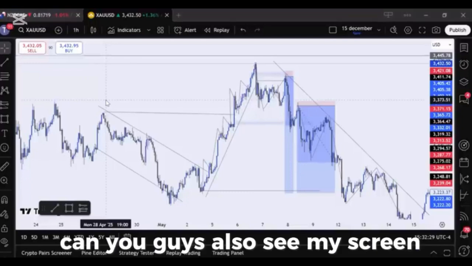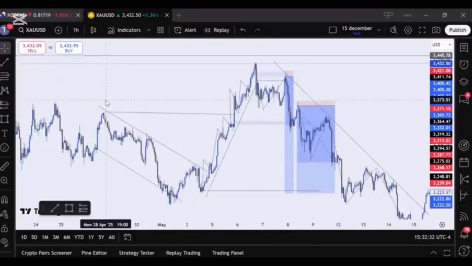Can you guys also see my screen? Can you guys see my screen? Someone says not okay. My screen is visible.